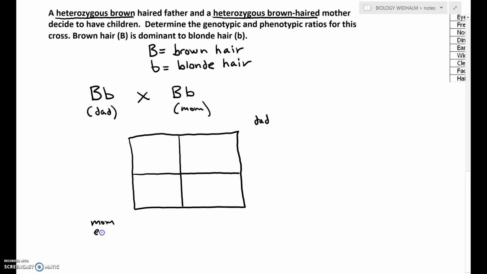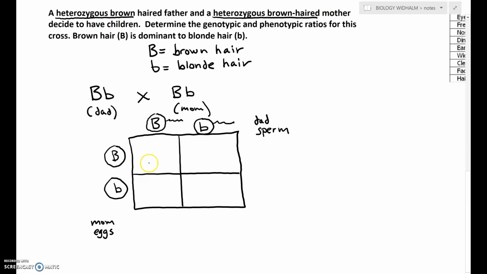And mom is making the eggs and dad is making the sperm. So the sperm that the dad is going to make, there could be 2 possibilities. Some of the sperm could have a dominant gene and some of the sperm could have a recessive gene. And the same for the mother's eggs. Some are going to be dominant and some are going to be recessive. Okay. Sometimes I like to make a little circle around here and show that that's a sperm. And I'll make a circle around here just to show that it's an egg. And we're looking at all the possible combinations between these sperm and these eggs.